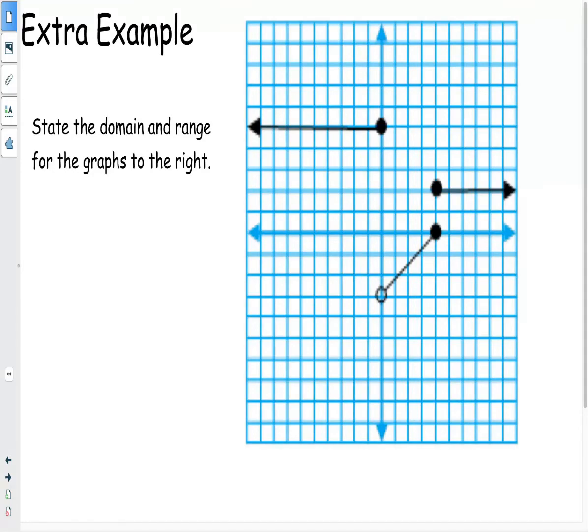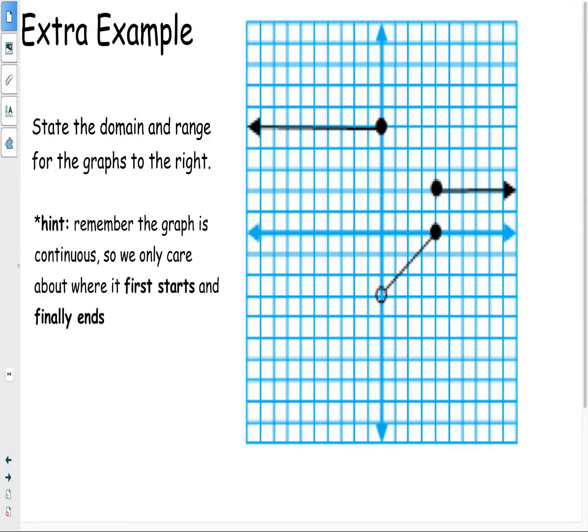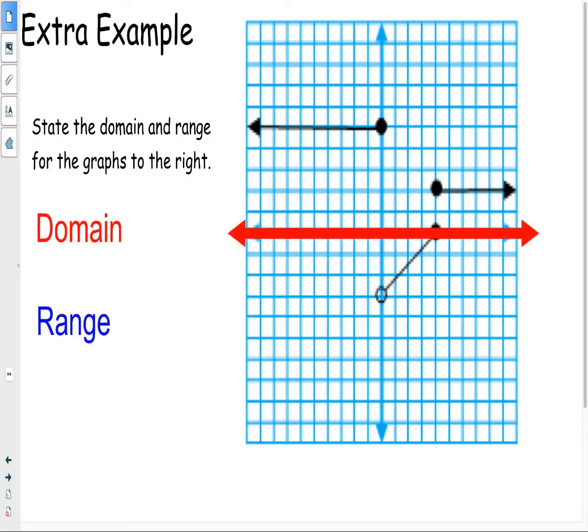We're going to go ahead and do some extra examples. You might not have these in your notes, so just find a spot to write these down. Here's a hint. Remember that the graph is continuous, so we only care about where it first starts and finally ends. So try your best to write the domain and the range.